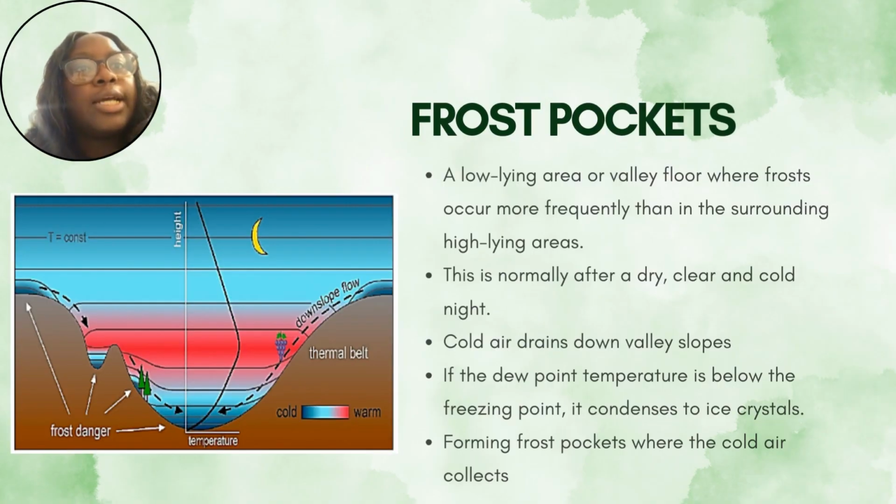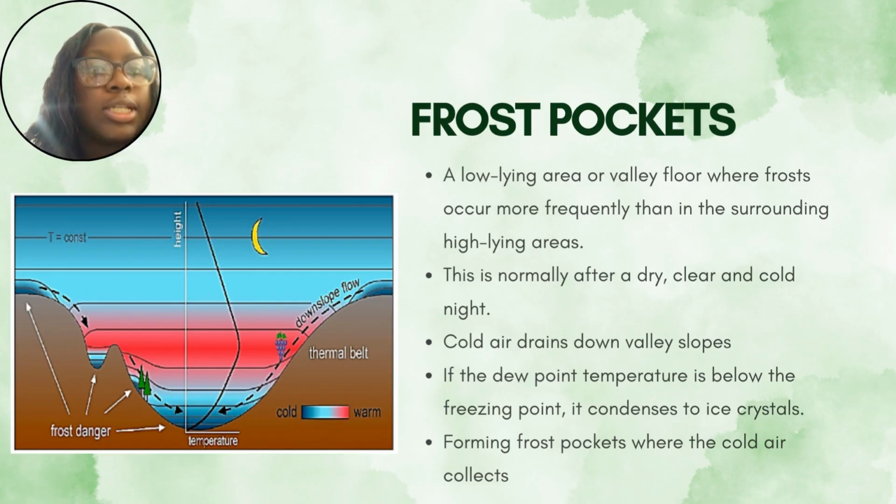The next thing we'll look at are frost pockets, which is a low-lying area of valley floor where the frosts occur more frequently than in the surrounding high-lying area, right? So this is normally after a dry, clear, and cold night. The cold air drains down the valley slopes, and then if the dew point temperature is below the freezing point, we therefore have condensation to ice crystals, and this forms frost pockets where the cold air collects, right?